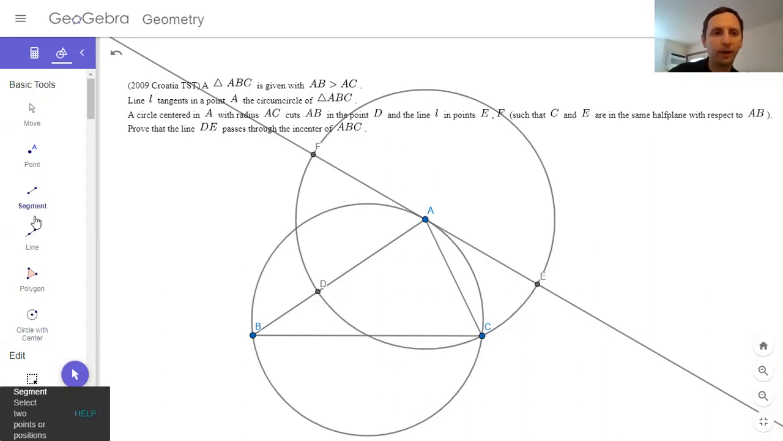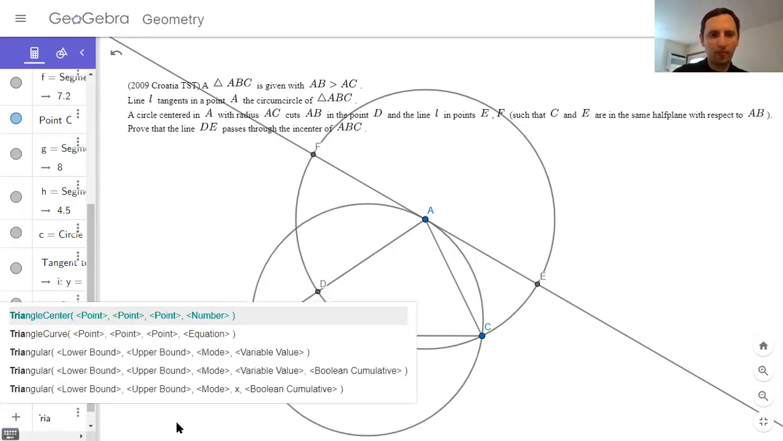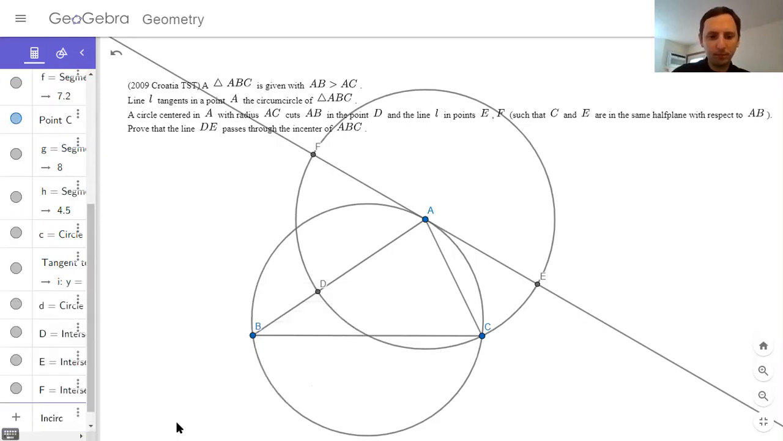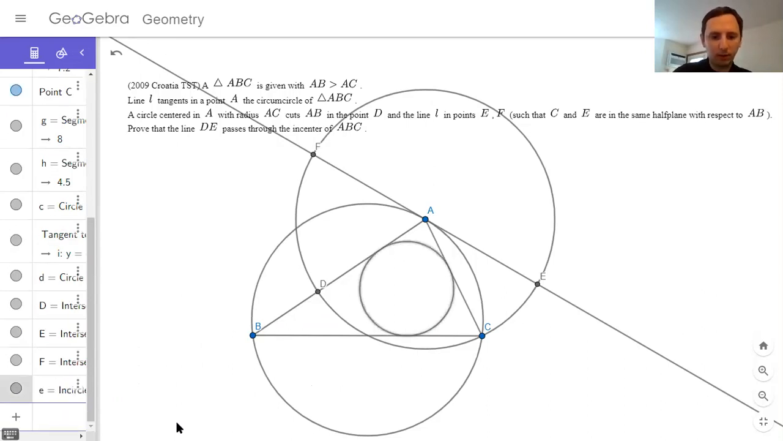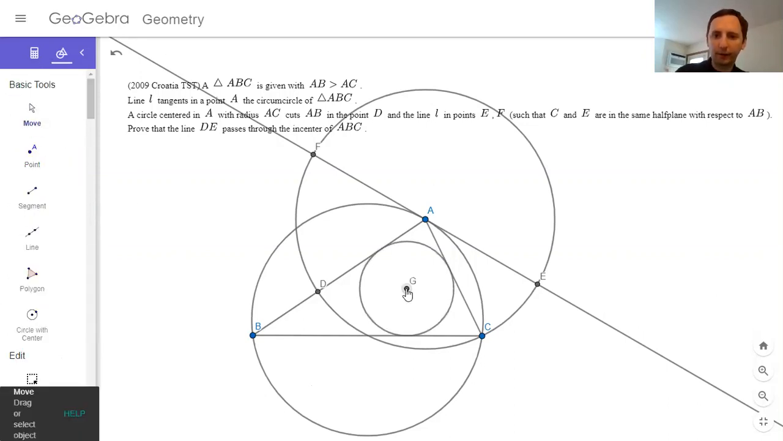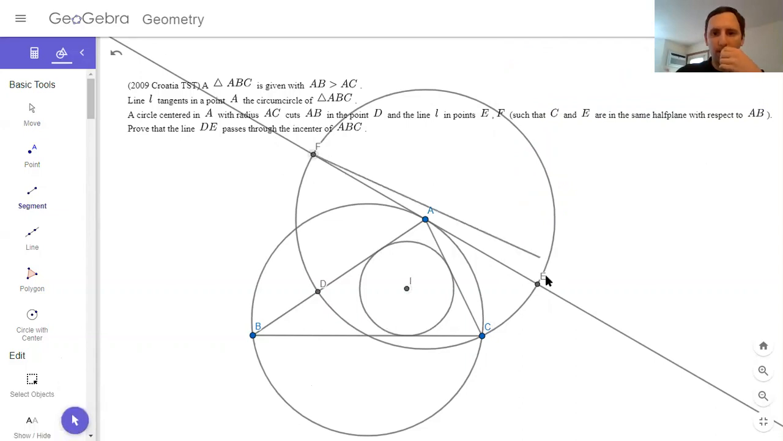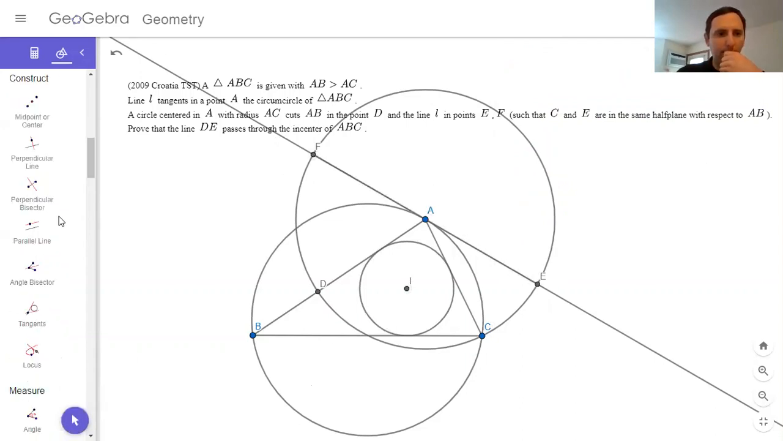That's kind of interesting. So I'm going to label the incenter. We want to show that E, D, and I, as I'll call it, are collinear. Let's see.